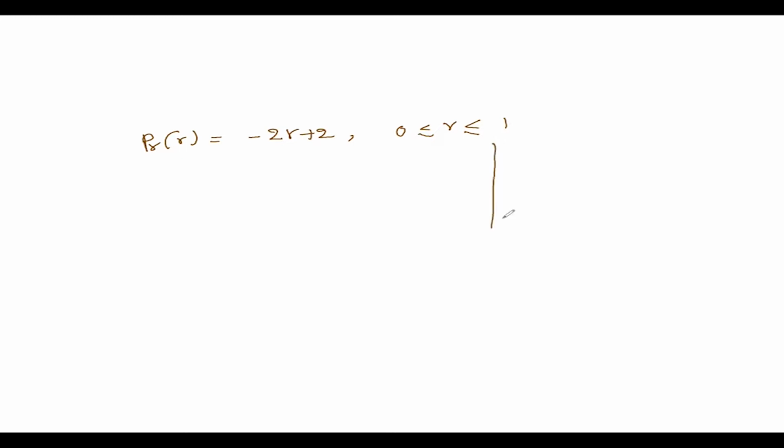Your R is varying from 0 to 1. After that, anyway, it is 0. What is its value at R equal to 0?